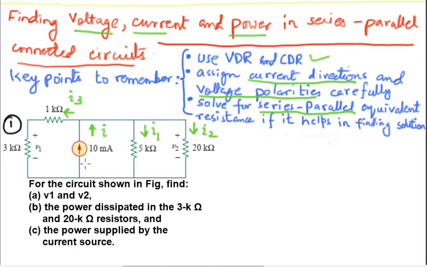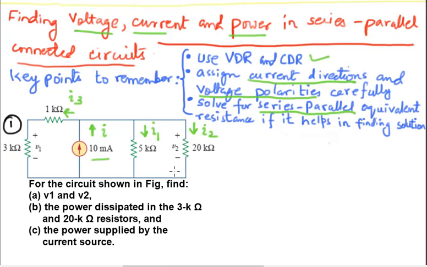You see that I've already started with the current division rule, because it's quite simple to use the current division rule when you have a current source. You have one current actually supplying the power. So current division rule is naturally going to be used over here. However, the circuit does not ask you to find currents, but it actually asks you to find voltage V1 and V2, which are the voltages of the 3 kilo ohm and the 20 kilo ohm resistors respectively.